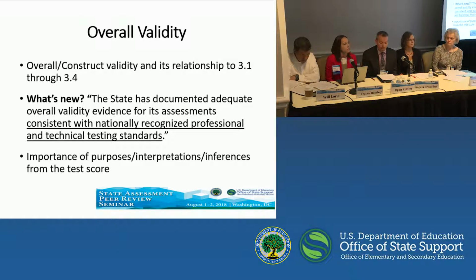To meet those requirements, a really effective way on states' parts, and one of the examples that's included in the guidance, is to have a validity chapter in a technical manual on your assessments that addresses each of these four areas at a minimum, and also at a minimum indicates the uses, the interpretations, and the intended inferences from your tests. And the reason is that building beyond that idea that all evidence is construct validity evidence is the idea that a validity argument should be built around those intended inferences, uses, and interpretations of the test.